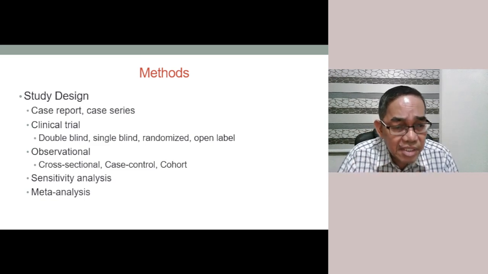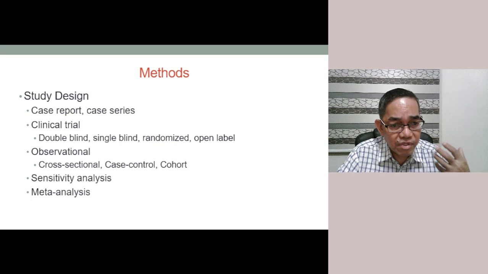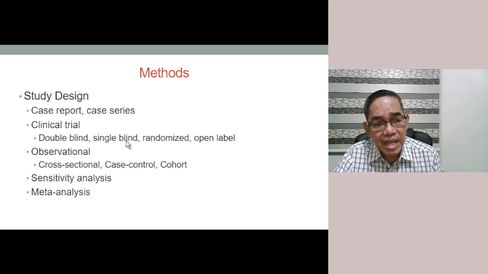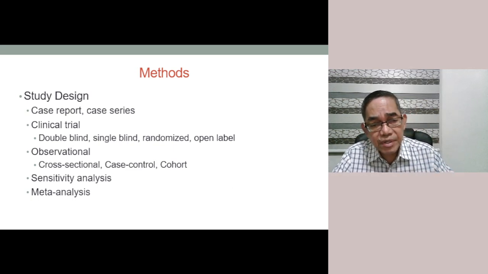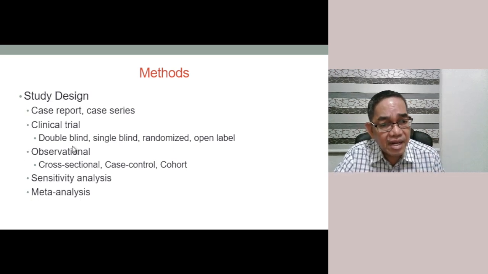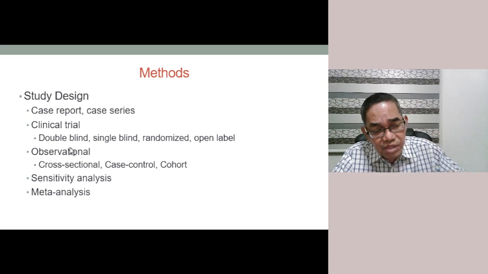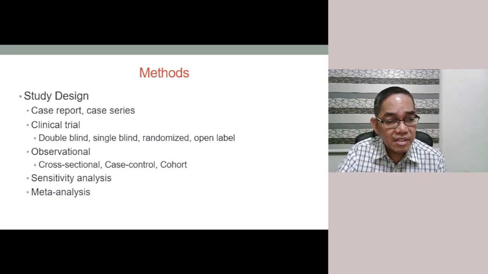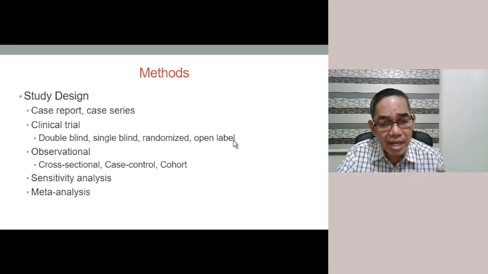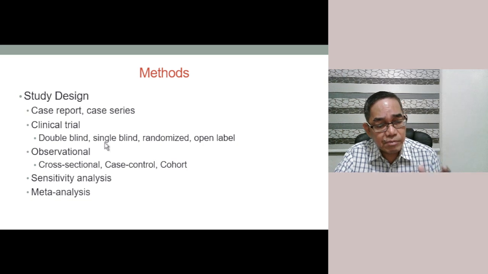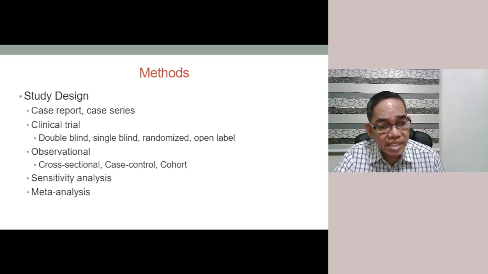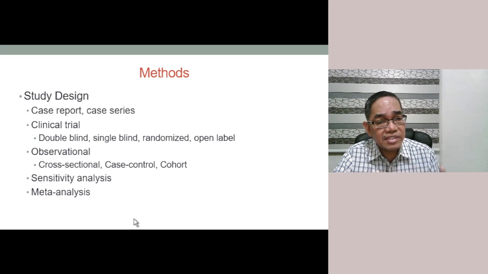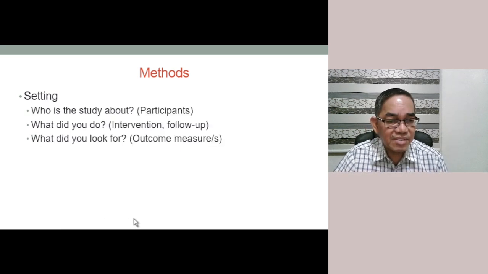So the study design, you specify what the study design is. If it's a case report, a case series, a clinical trial, if it's a clinical trial, you need to talk of specific clinical trials. So double-blind, single-blind, randomized, open-label. And if it is an observational study, just tell us if it's a cross-sectional study, a case control study, or a cohort study, or is it a sensitivity analysis or a meta-analysis.